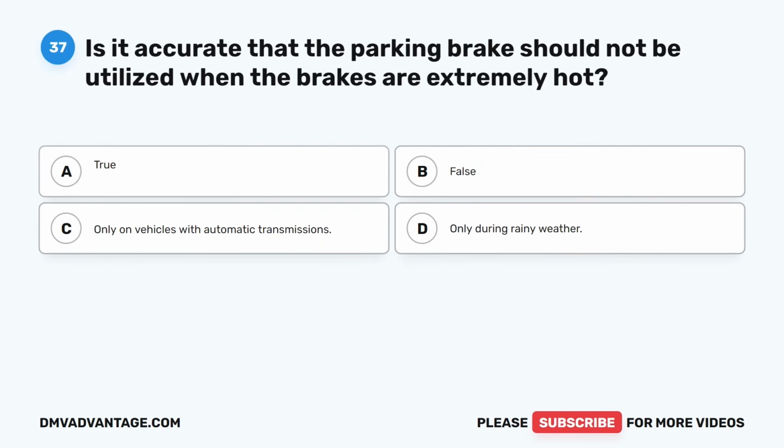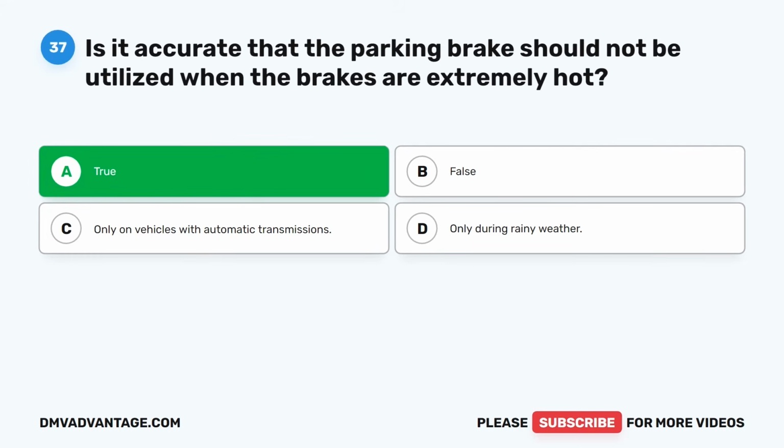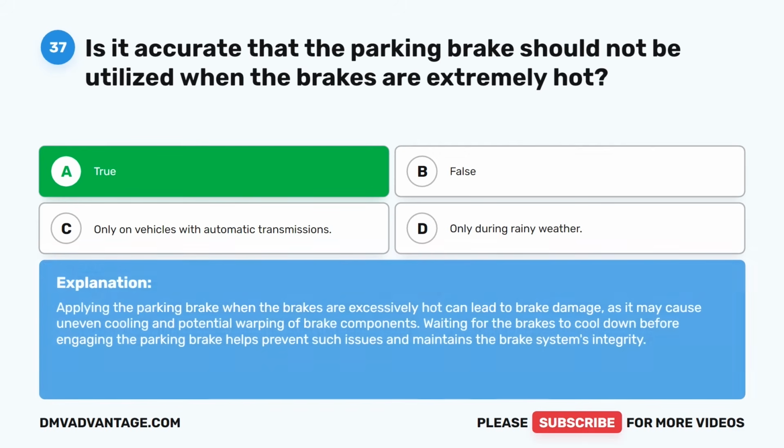Question 37. Is it accurate that the parking brake should not be utilized when the brakes are extremely hot? A. True. B. False. C. Only on vehicles with automatic transmissions. D. Only during rainy weather. The correct answer is A, true.